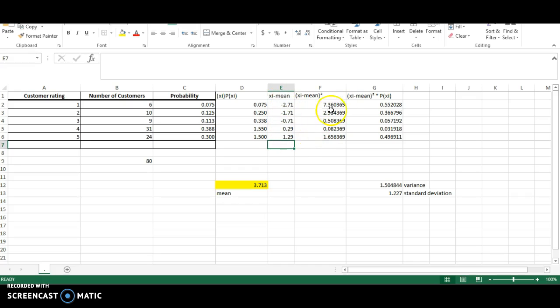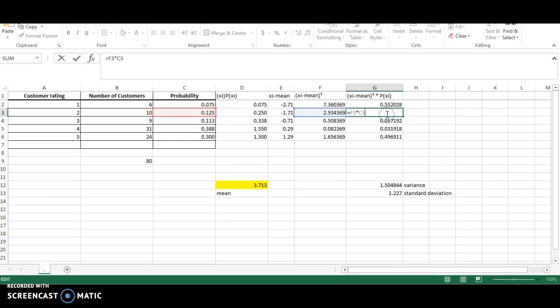Then that is xi minus mean, and now you're going to square each one of these numbers that you just calculated. So we're going to square these numbers, and then you're not going to round any of those. Once you square them, then you're going to take that number, xi minus mean squared, which is what we just got, and multiply that by pxi. So the first one is xi minus mean squared, this number times pxi, which is the probability.